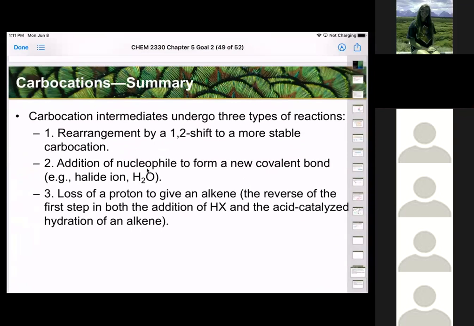Once you form a carbocation, it can do three things. It can either rearrange and give you a 1,2 shift to give you a more stable carbocation, and then react some other way. Or it can react with a nucleophile to form that new carbon-carbon bond. So if you already have a tertiary, it's probably just going to react with a nucleophile to create that new covalent bond. The last thing it can do is lose a proton to give back the alkene.